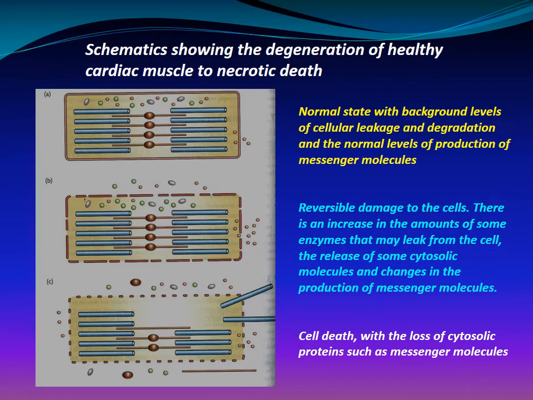Schematics showing the degeneration of healthy cardiac muscle to necrotic death. Diagram A shows the normal state with background levels of cellular leakage and degradation and the normal levels of production of messenger molecules. Diagram B shows reversible damage to the cells. There is an increase in the amount of some enzymes that may leak from the cells, the release of some cytosolic molecules, and changes in the production of messenger molecules. Diagram C shows cell death with the loss of cytosolic protein such as messenger molecules.